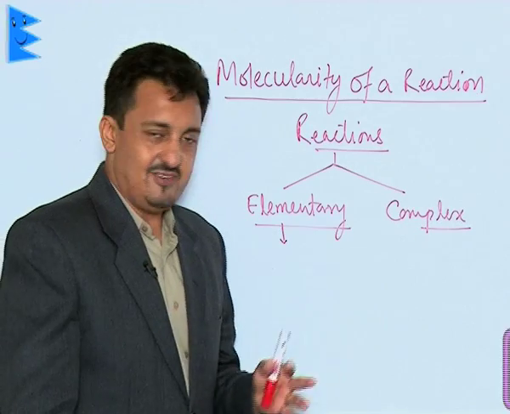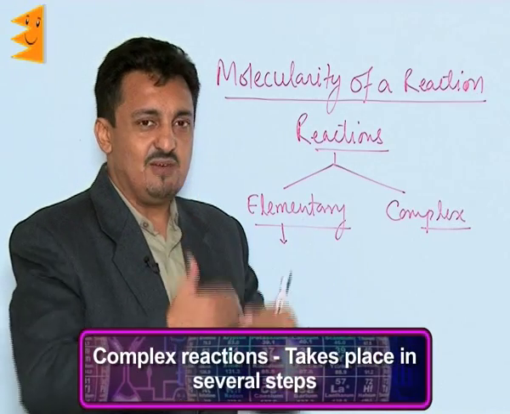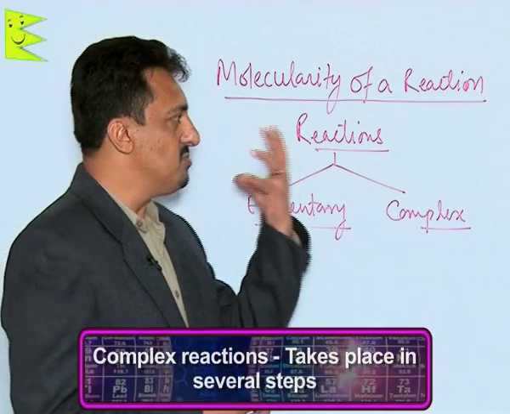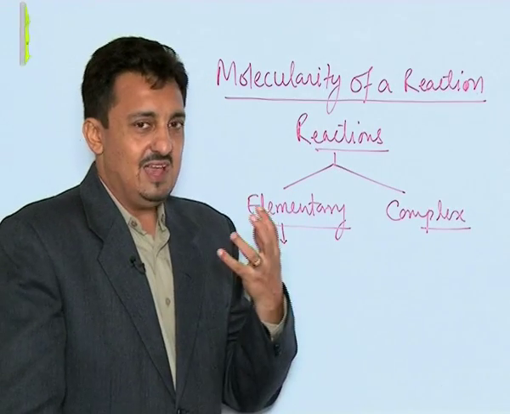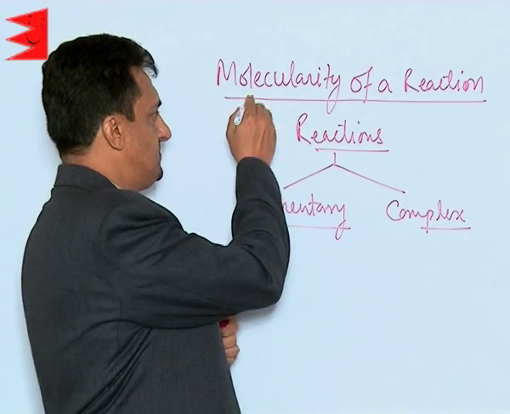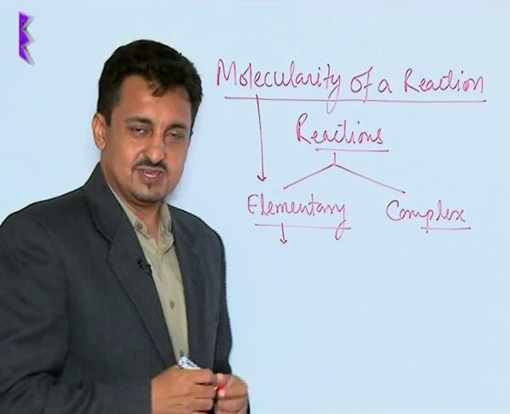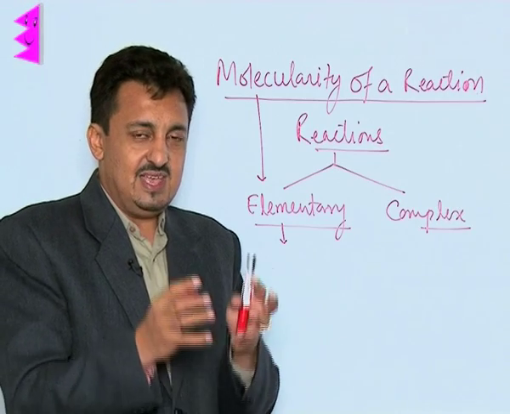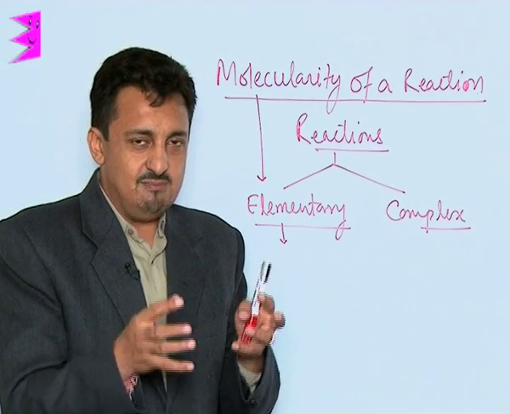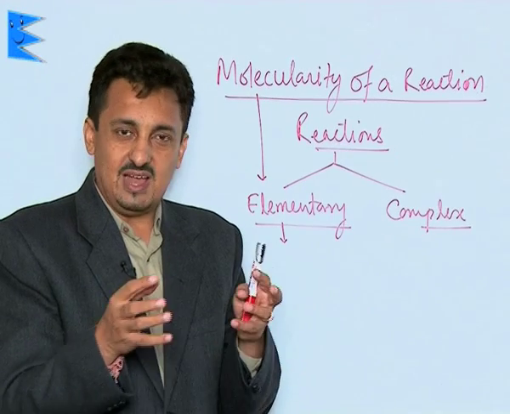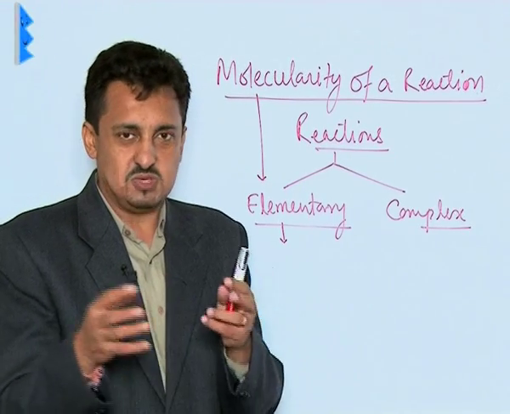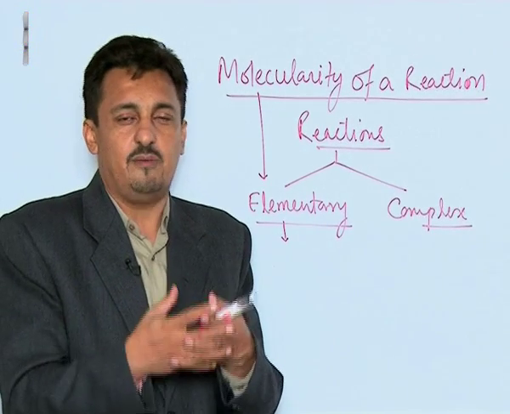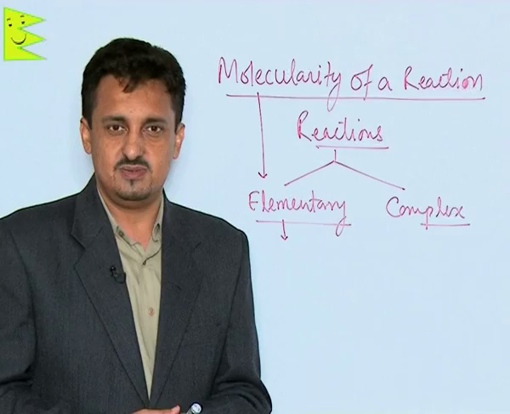Now what are complex reactions? The reactions which take place in several steps are called complex reactions. Now what is the molecularity of a reaction? It is basically used for elementary reactions. Molecularity of a reaction is defined as, in elementary reactions, the number of reactant species, whether atoms, ions or molecules, reacting together, colliding simultaneously to form the product.